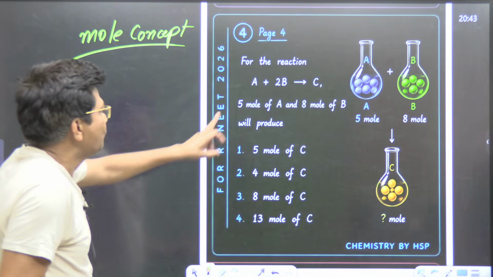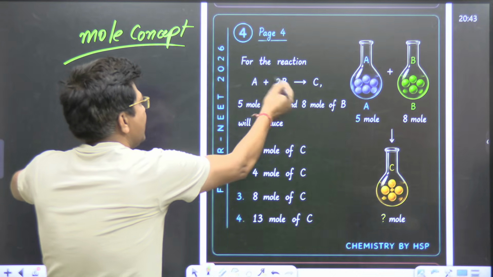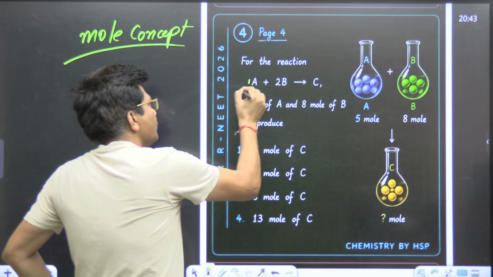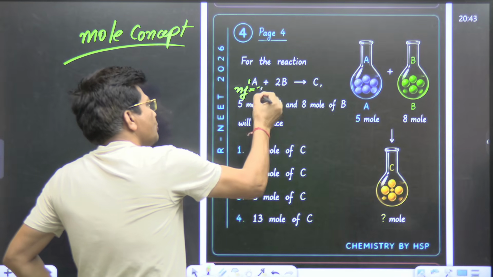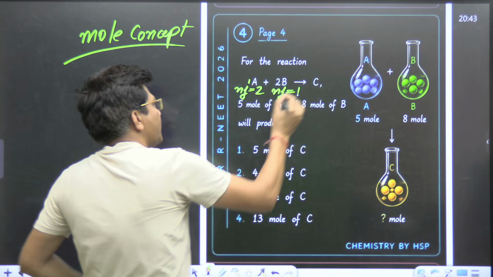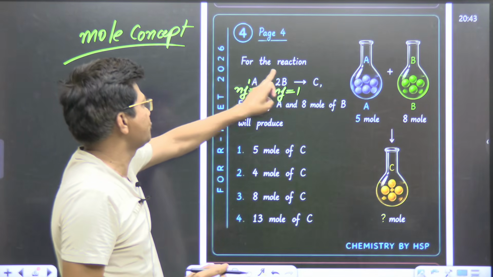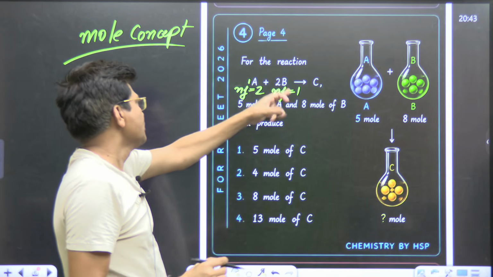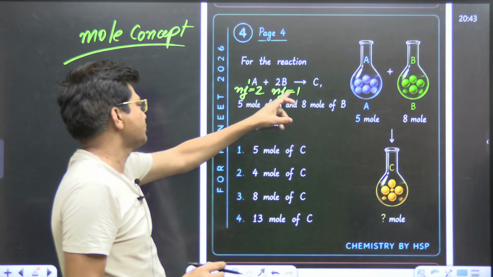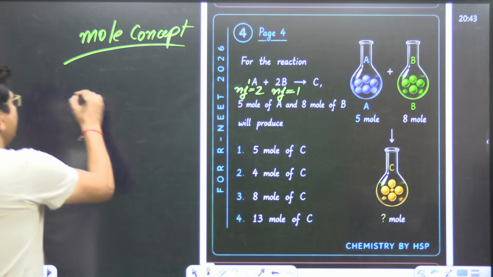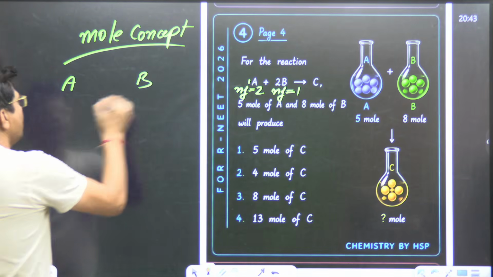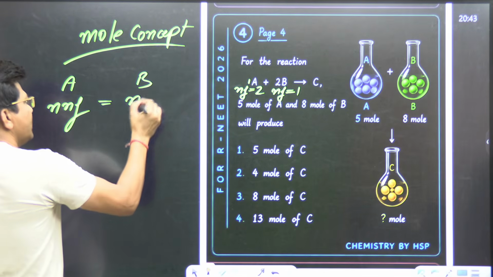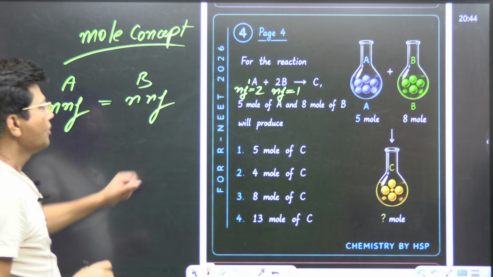Now see, 5 mole of this, A and B. So stoichiometry is 1 and 2, so its N factor will be 2 and its N factor will be 1. When the stoichiometric coefficient is X raised to Y, N factor will be Y raised to X. If N factor is X raised to Y, stoichiometric coefficient will be Y raised to X. Crisscross. Now let's see A and let's see B. Its N into N factor, power into power will be equal to its N into N factor. So what are they giving?